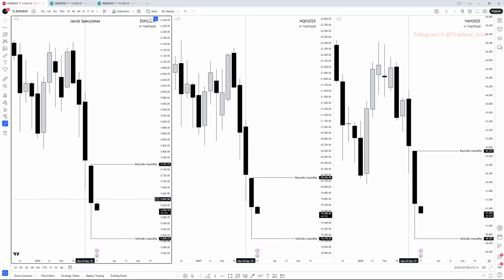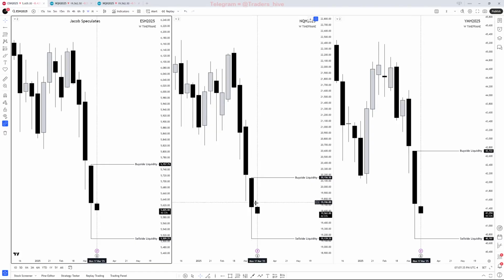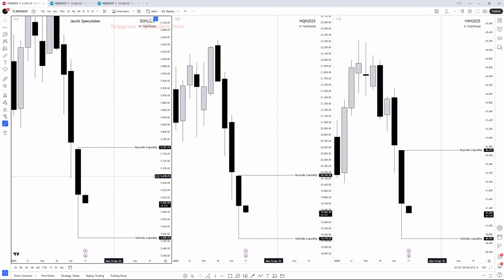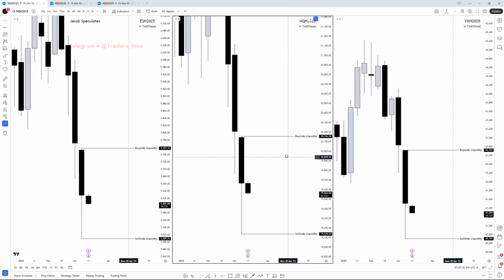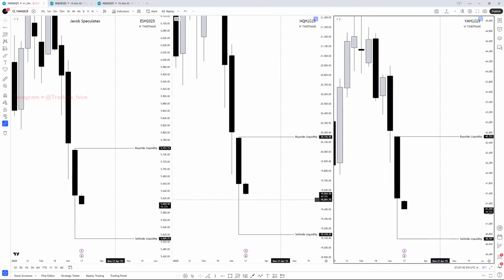I would prefer to see price draw towards the buy side liquidity on all of the assets, but which one is most likely to actually reach the buy side liquidity? Just looking at the chart by itself. Exactly, NQ. So gauging strength and weakness.